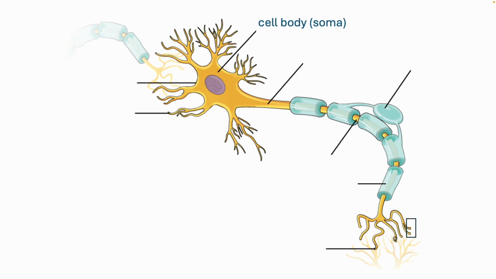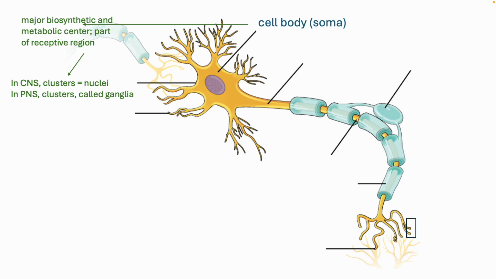So the neuron is going to consist of the cell body. The cell body is the major biosynthetic and metabolic part. So it's the major component that's going to have all the receptive portions coming off from it. In the central nervous system, clusters of the cell bodies are known as nuclei, whereas in the peripheral nervous system, the clusters are called ganglia.